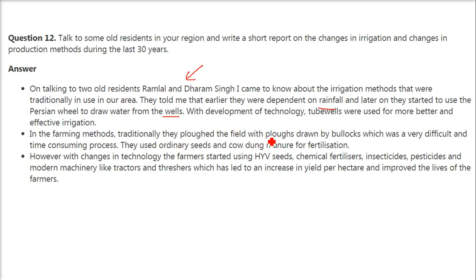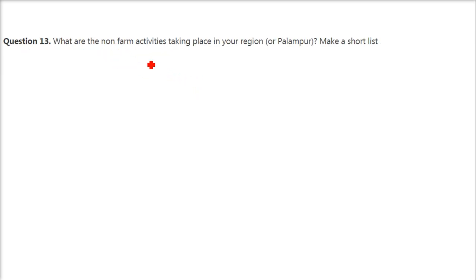And in the farming methods, traditionally they plowed the field with plows drawn by bullocks, which was a very difficult and time-consuming process. They used ordinary seeds and cow dung manure for fertilization, because it is easily available and they don't have to buy it. But with the changes in technology, farmers started using modern farming techniques. They are buying HYV seeds, high-yielding variety seeds, chemical fertilizers, insecticides, pesticides, and modern machinery like tractors and threshers, which has led to an increase in yield per hectare and improved the lives of the farmers.